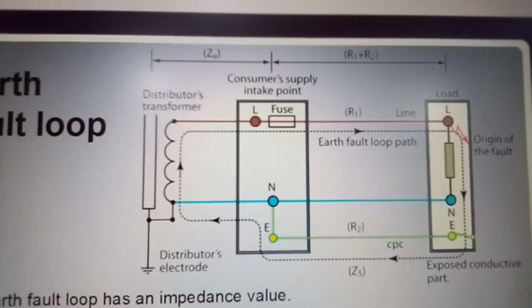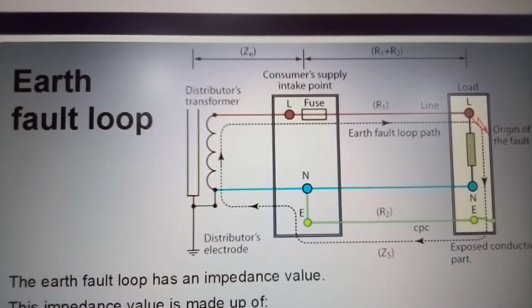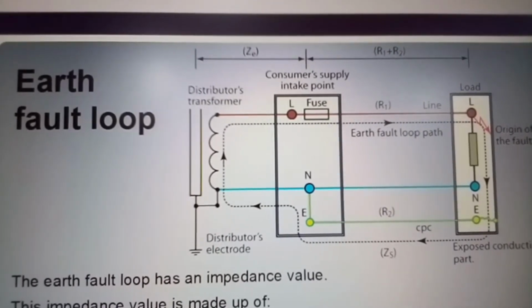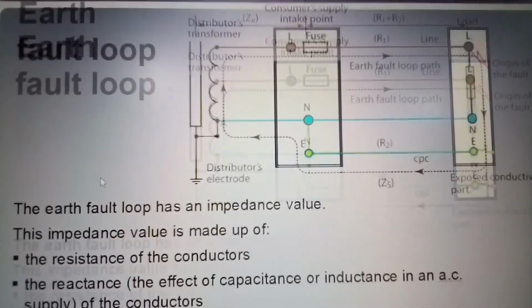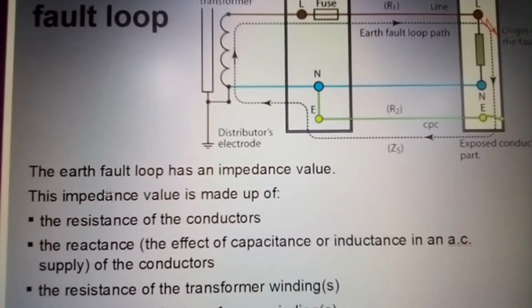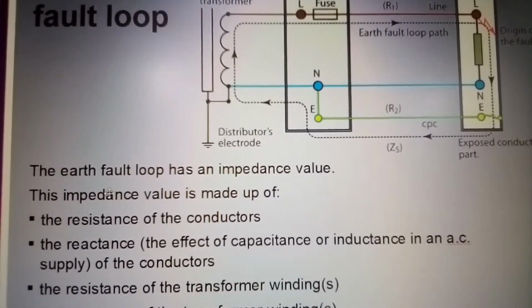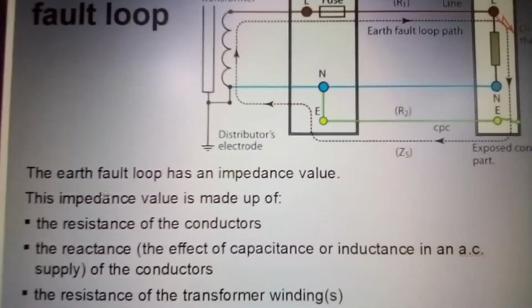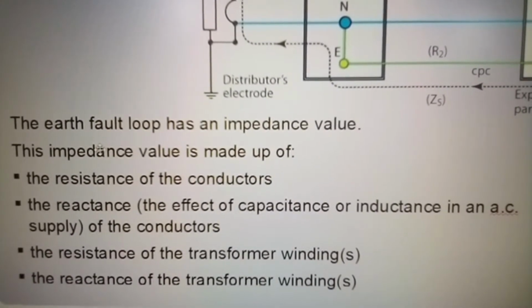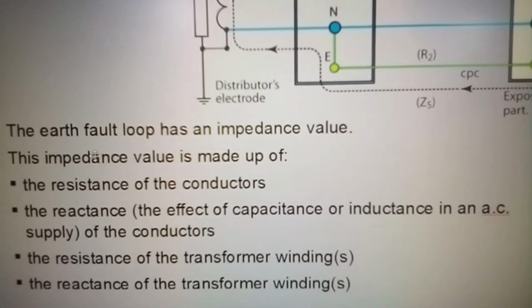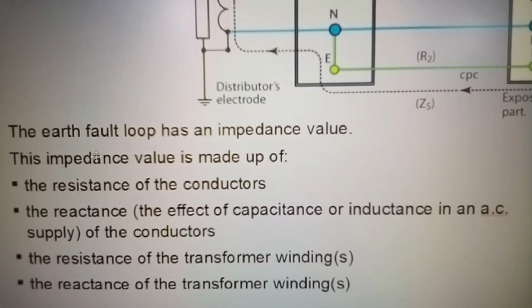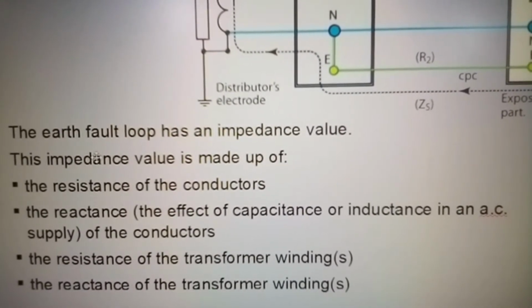Now you've seen this already, the earth fault loop. It has occurred on a number of occasions, so you should be familiar with this by now. Let me go back up a little bit. Now the earth fault loop has an impedance value: the resistance of the conductors, the reactance, the effect of capacitance or inductance in an AC supply of the conductors, the resistance of the transformer windings, and the reactance of the transformer windings.